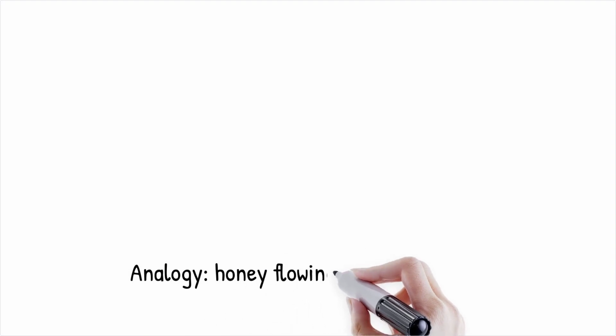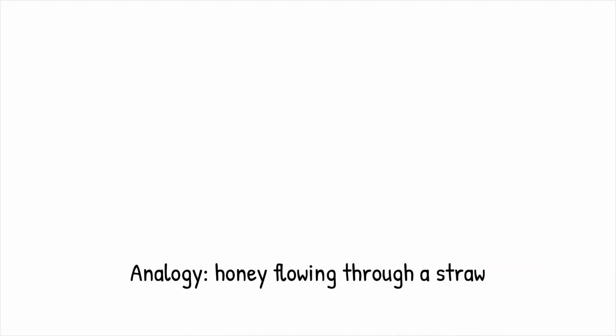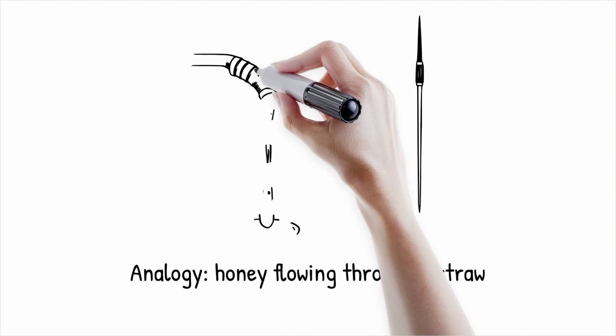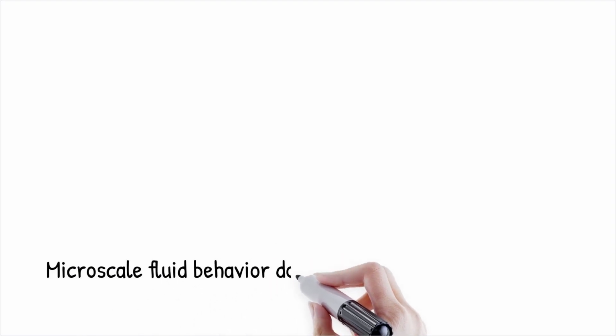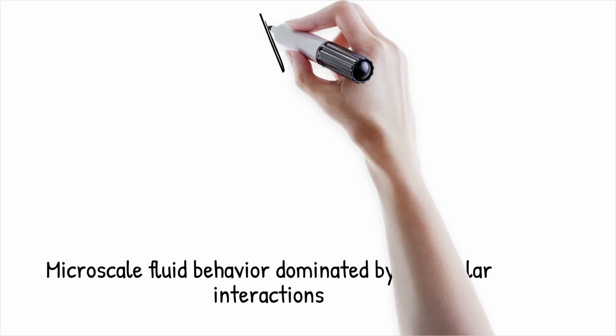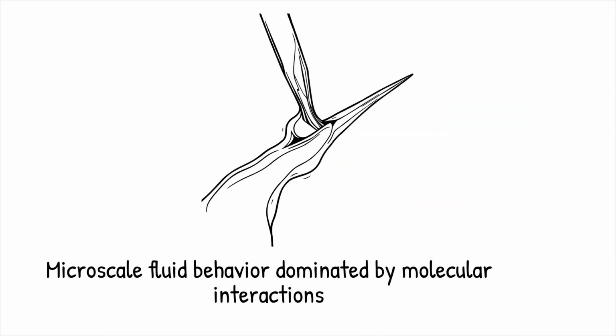Imagine honey flowing through a straw. At a large scale, honey appears thick and flows relatively predictably. However, if you were to squeeze honey through a very fine needle, its behavior changes dramatically. Surface forces, friction with the needle walls, and small-scale stickiness significantly impact its flow. Similarly, at the microscale, fluid behaviors are dominated by molecular interactions and confinement effects.